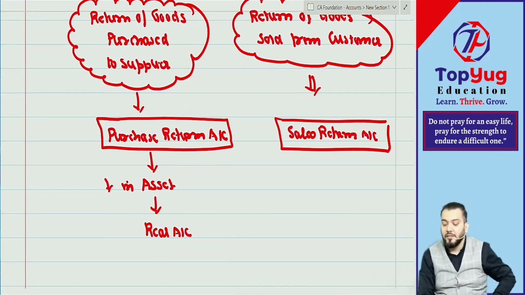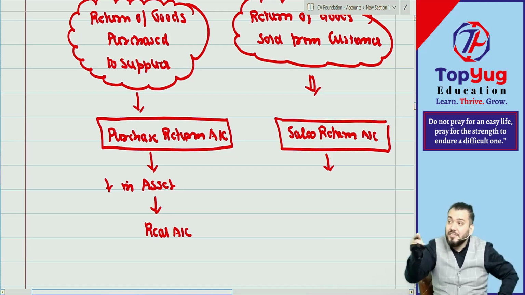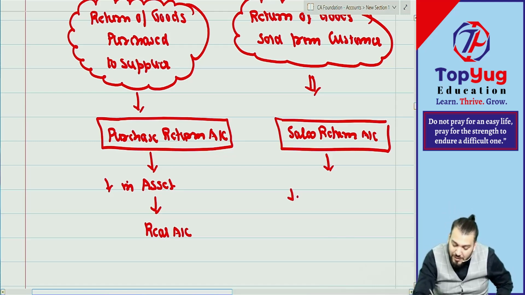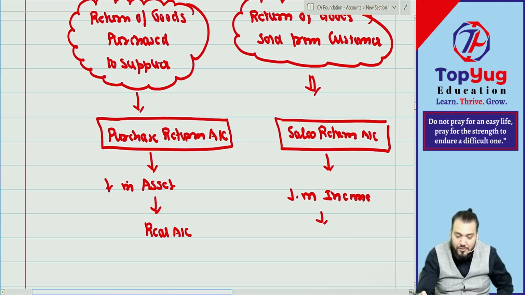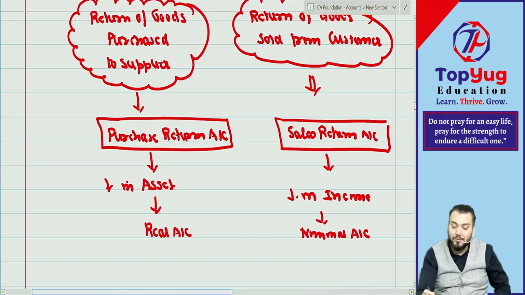Understood. Similarly, sales return is the opposite of sales. So sales means increase in income. So sales return will be what? Decrease in income. So if income is nominal, then decrease in income will also be what? Nominal account.